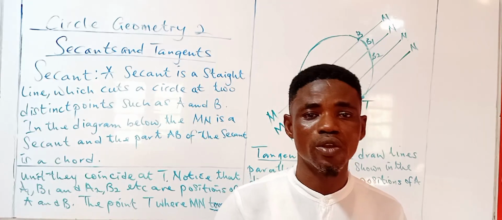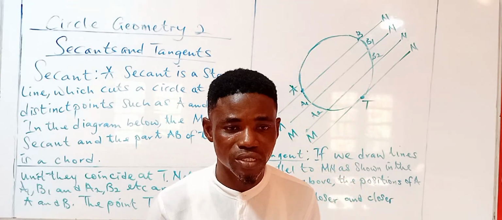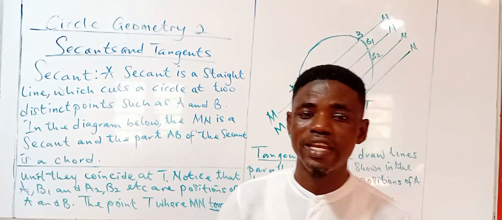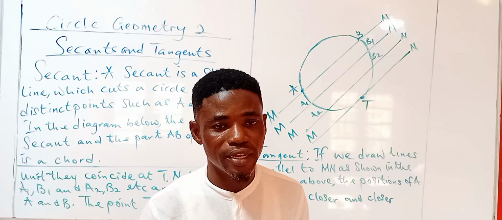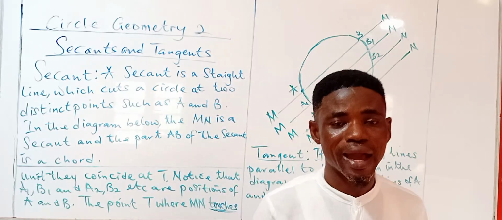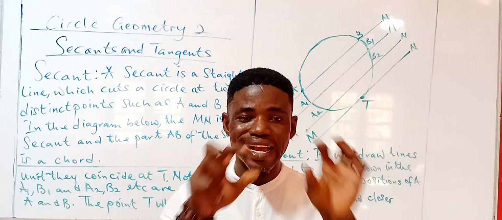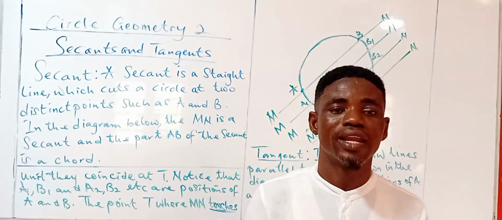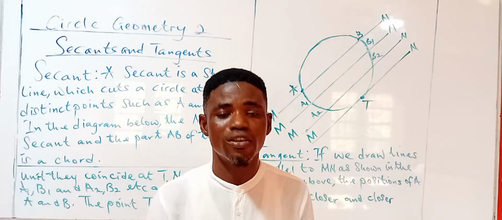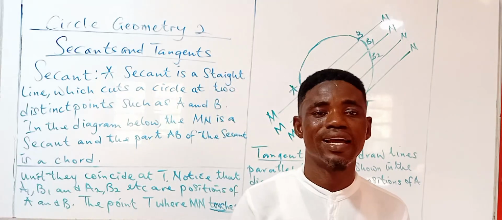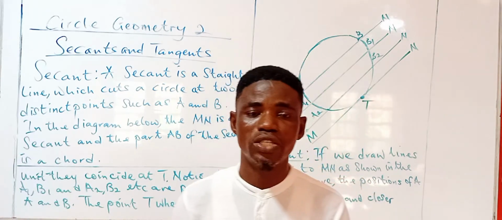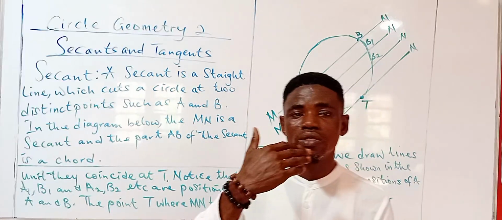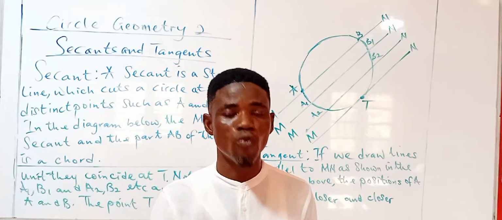Then after that, we considered the angles in the same segment. And finally, we looked at the cyclic quadrilateral. What do we mean by a cyclic quadrilateral? Opposite angles of a cyclic quadrilateral are supplementary angles. So that is all about circle geometry 1.